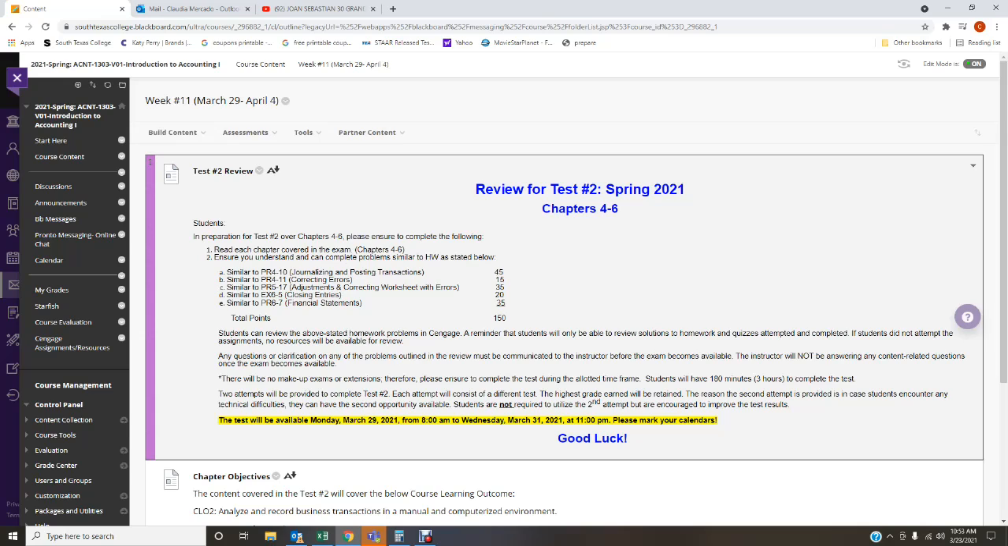You have a problem similar to exercise 6.5, which deals with closing entries. That is worth 20 points. And then you have a problem similar to problem 6.7, which is your financial statements. That is worth 35 points. The total points available for your test are 150 points. That is 15% of your overall grade.